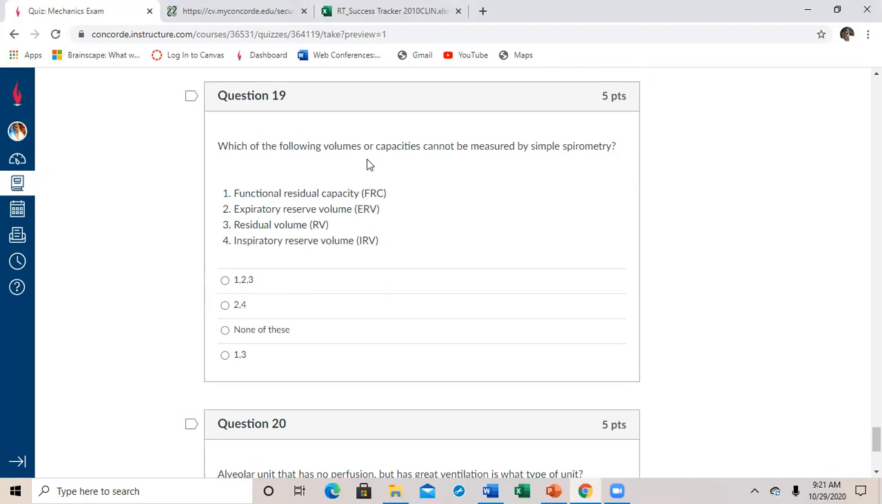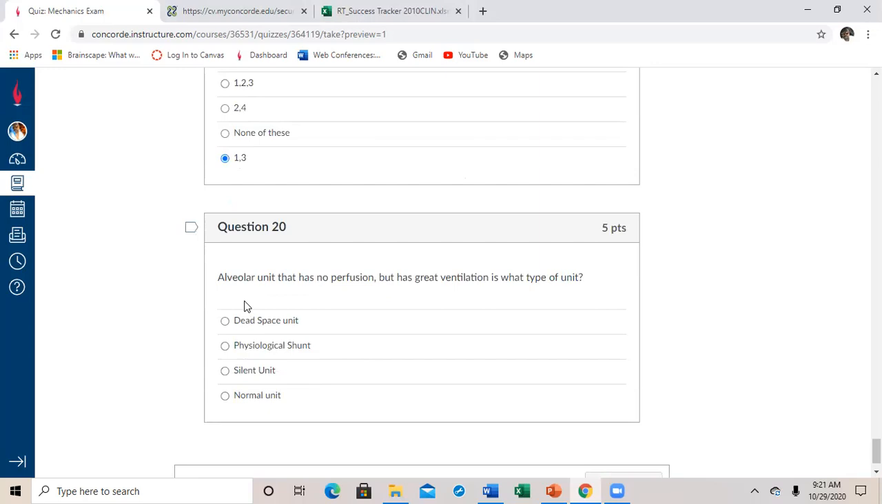Number 19, which of the following volumes or capacities cannot be measured by simple spirometry? Anything that has RV in it, guys, you cannot measure it with simple spirometry. So that will be FRC and RV, because FRC has RV in it. So you can't measure it. So 1 and 3. And number 20, alveolar unit that has no perfusion but has great ventilation is a type what type of unit? Dead space unit. No perfusion but great ventilation. Wasted. All of that ventilation has been wasted.